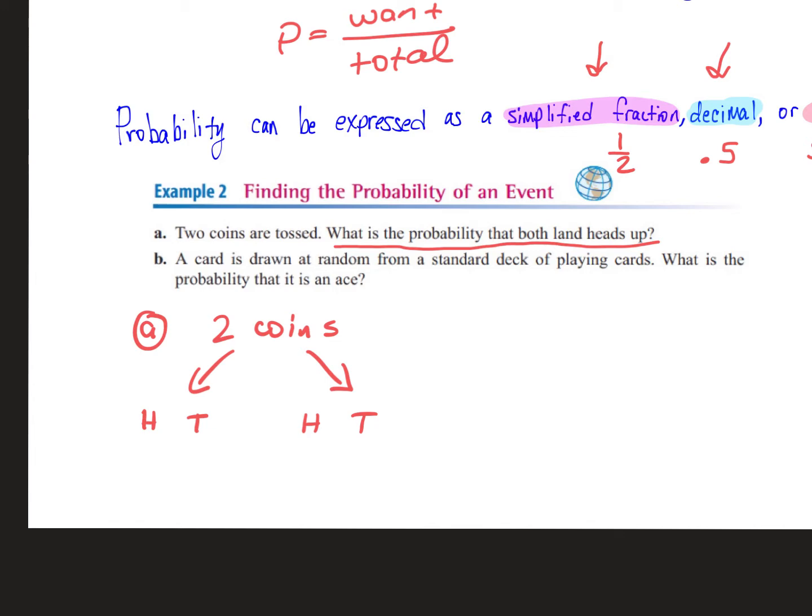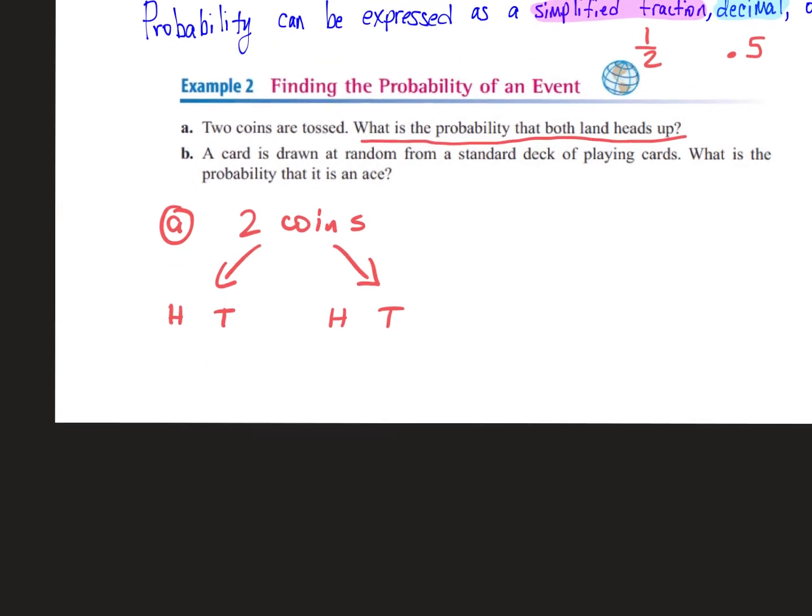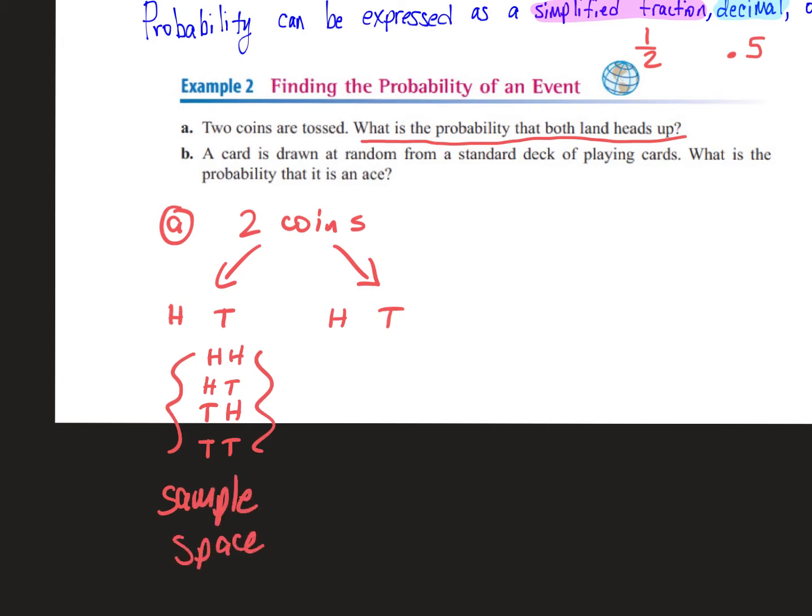So if I was going to find my sample space, that means all the possibilities. I could get a heads and a heads, right? I could get a heads and a tail. I could get a tail and a heads. And I could get a what? Tail and a tail. You guys agree with me? That's my sample space. Those are all the things that could happen. When they say sample space, that just means, hey, what could happen?